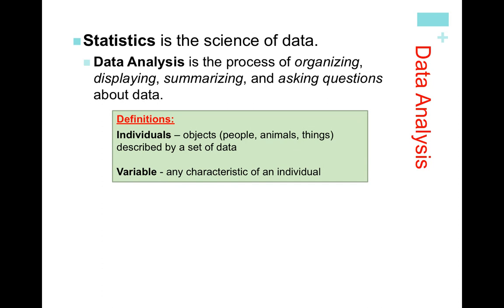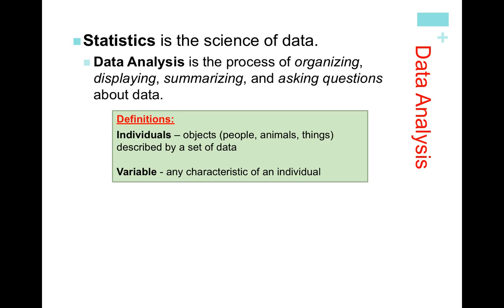So, some vocab terms that we have, one of them is what we call our individuals. A lot of times we consider individuals as the people in our study, but they're not limited to people. We can also talk about the individuals being animals or objects or other things that we are collecting data from. And then the variable is any characteristic of that individual.